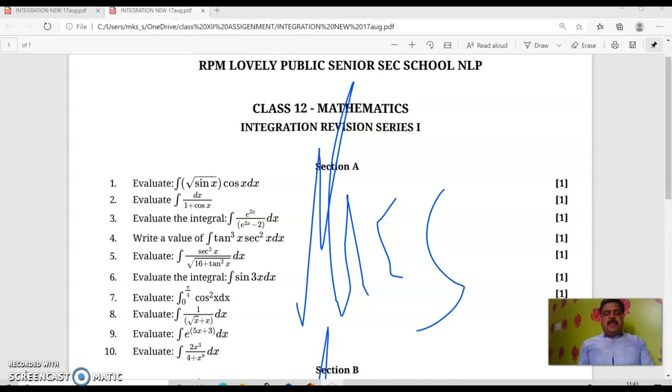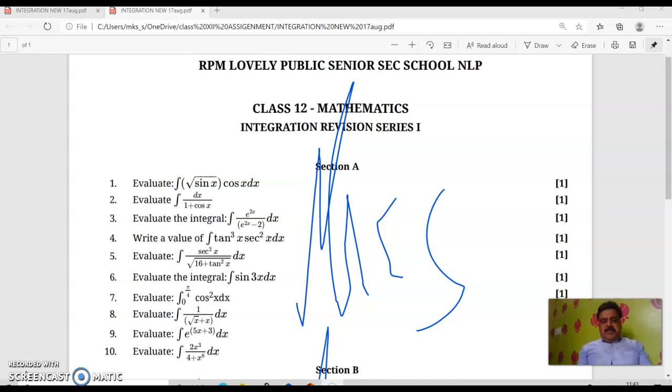Now in question number fifth, if you put tan x is equal to t, you will get sec square x dx is equal to dt, and I hope you will be able to use the formula as well as the format of exercise 7.4. Moving on to question number 6, we have integration of sin 3x dx, and the integration of sin 3x is minus cos 3x, and since the coefficient is 3, we have to divide it by 3.